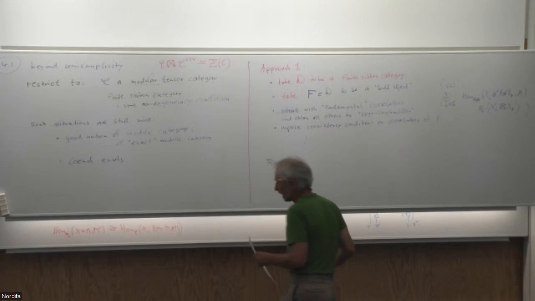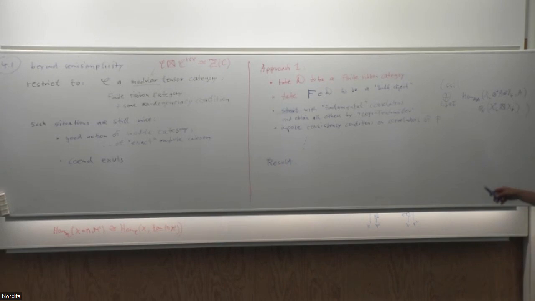There's a result. You have a notion of consistent system of correlators, namely they have to be vectors in spaces of conformal blocks. The conformal blocks are now concretely the morphism spaces in D of a tensor product of Fs with a G-fold tensor product of this L.